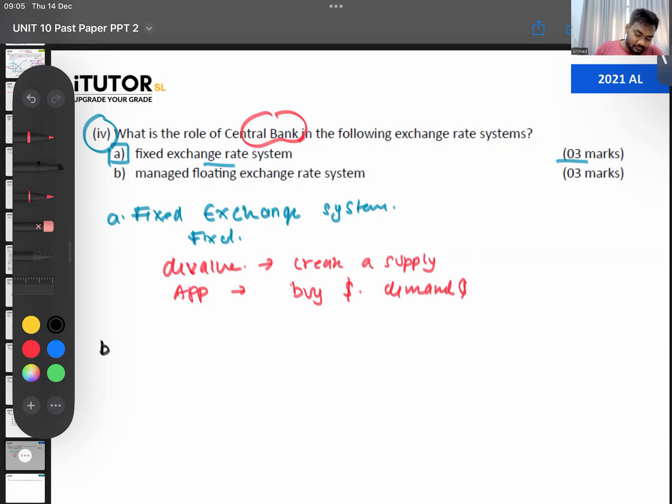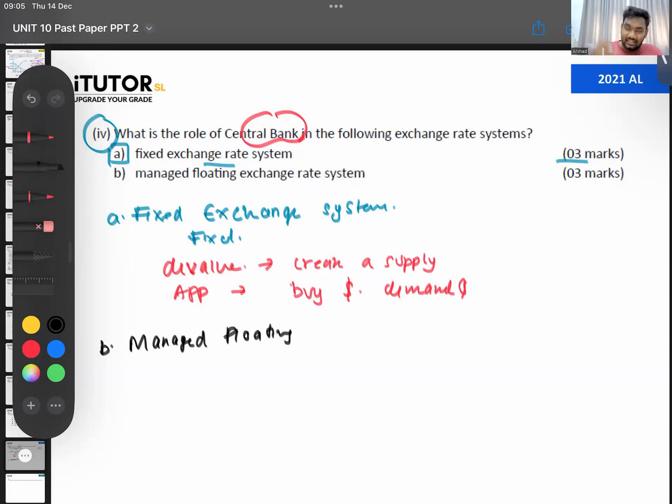Then, second one, they're asking for a managed float. Managed floating also same thing, Lamai. There is nothing different. It's just that you have to say that they will allow it to float to a certain level. So within a certain range, they will allow it to float. Central bank will not intervene within a certain range. So within a certain range, if the exchange rate is appreciating, depreciating, they won't intervene.